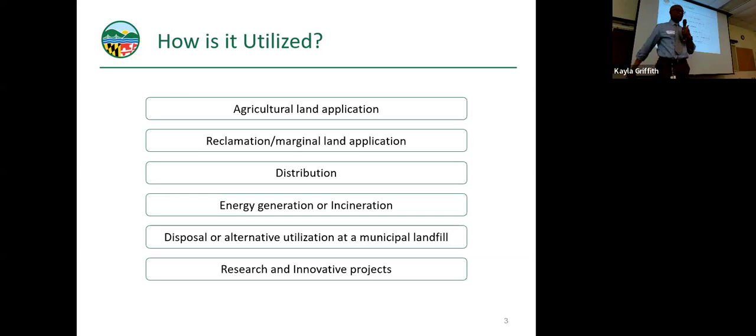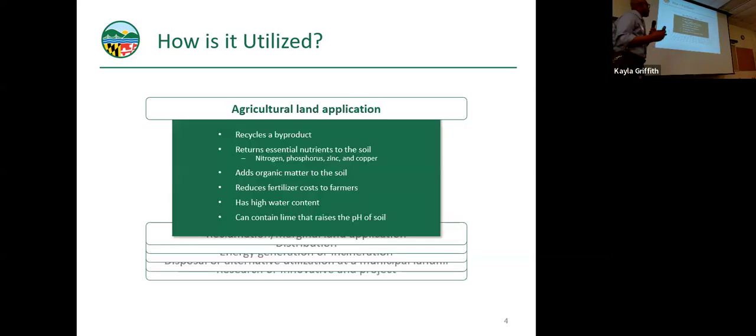I also see distribution. This is the one you can buy from Home Depot or Lowe's. You can buy it, it's packaged, and you put it in your flower bed, flower pot, and so on. Then you have energy generation or incineration. It can also be burned and used to generate electricity or any kind of power. Then disposal and alternative utilization at the municipal landfills. Research and innovative projects.